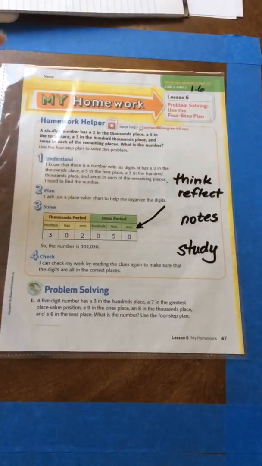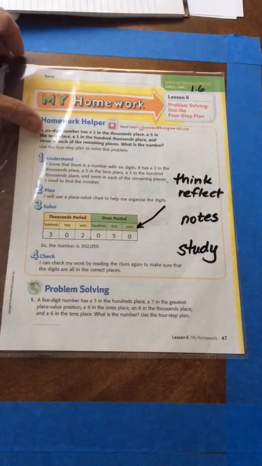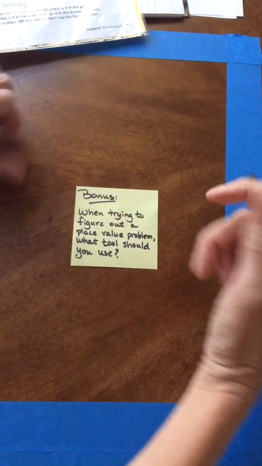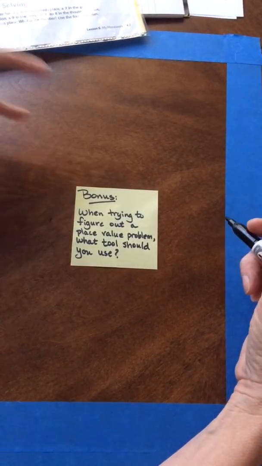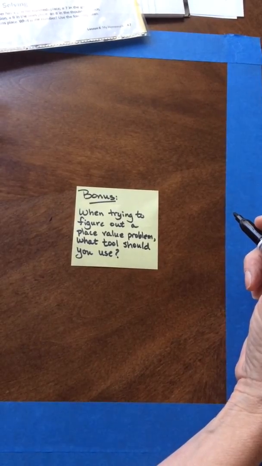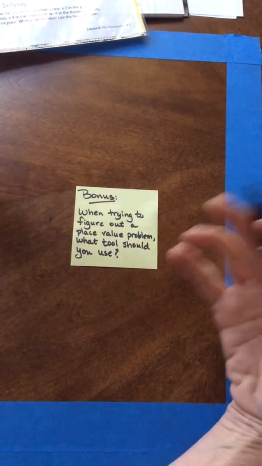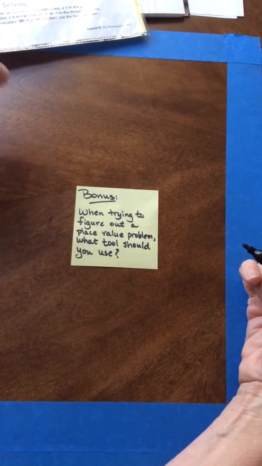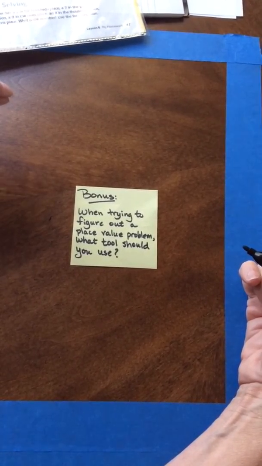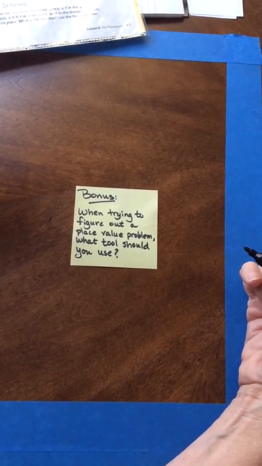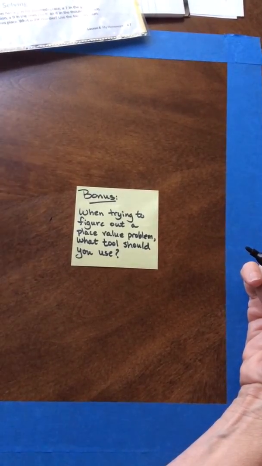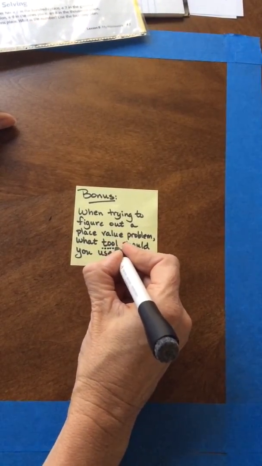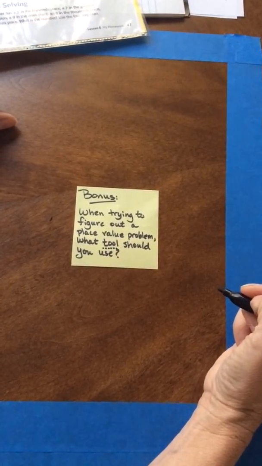Now, first of all, let me go over the bonus question. I don't need a mathematical answer, I need a sentence or a few words to explain this. So, when trying to figure out a place value problem, what tool should you use? Again, when trying to figure out a place value problem, what tool are you going to use?